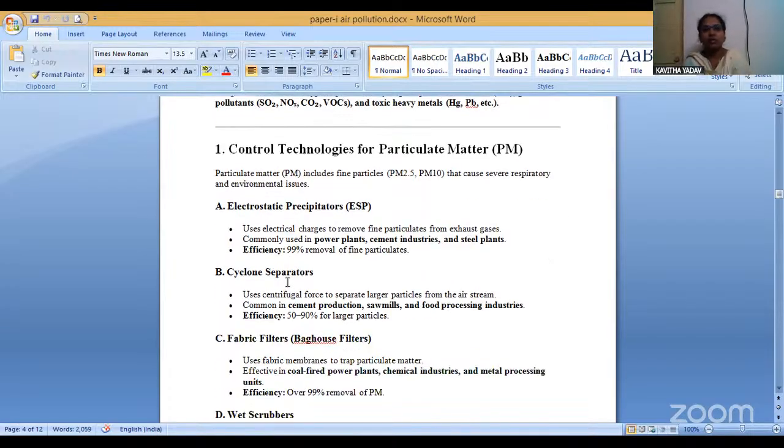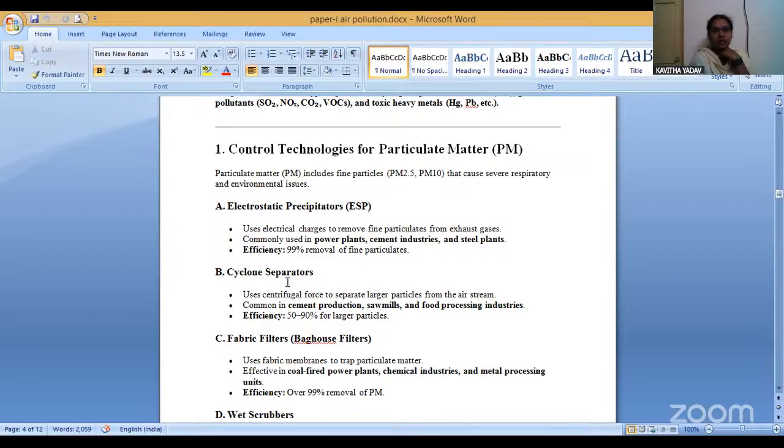Control technologies for particulate matter. Particulate matter includes fine particles, PM 2.5 and PM 10, that cause severe respiratory and environmental issues. From the starting onwards, we are going to discuss this, particulate matter of 2.5 and 10. It is very dangerous.